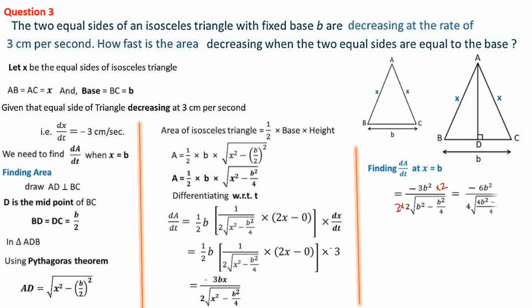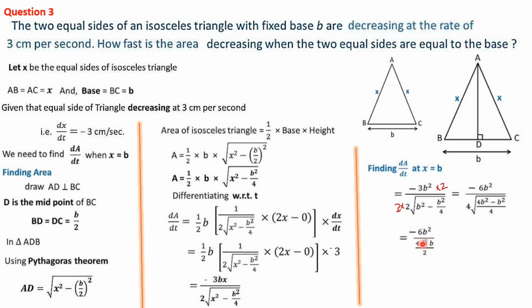Now you can check: minus 3 into 2 is minus 6b square, and here 2 into 2 is 4. Take the LCM: 4b square minus b square by 4, that is equal to minus 6b square divided by root of 4b square minus b square. That gives 3b square, and root of 3b square means b root 3, so 4 root 3b will be coming when we solve.